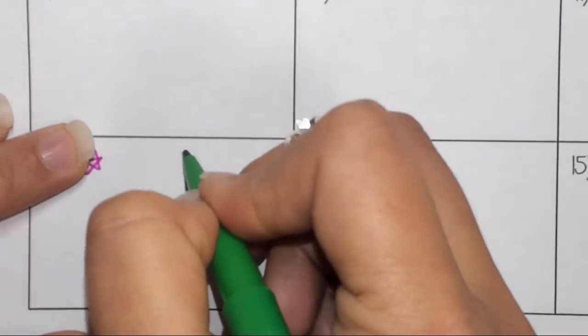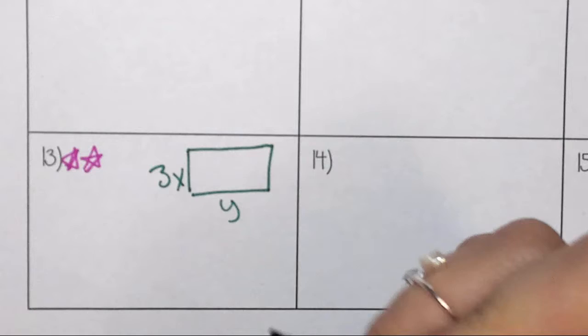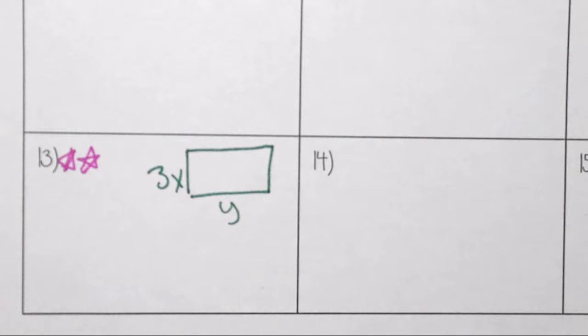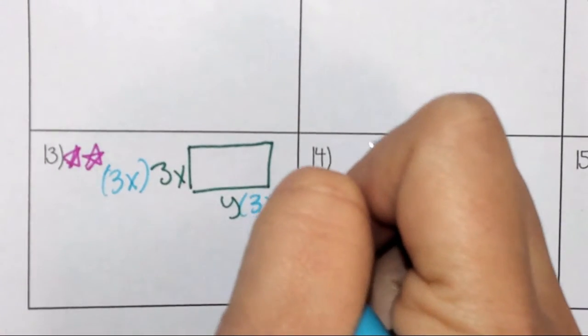So first, I'm going to call this 3x, and I'm going to call it y, because that's the drawing, right? And then it says it's enlarged such that we multiply both of those by 3x. So I'm going to multiply by 3x.